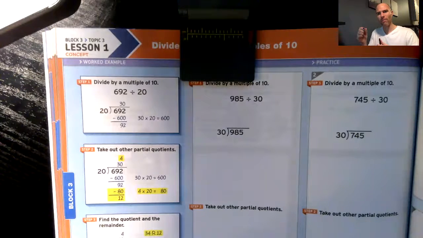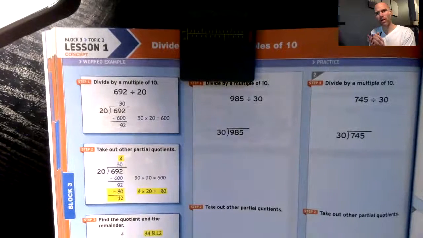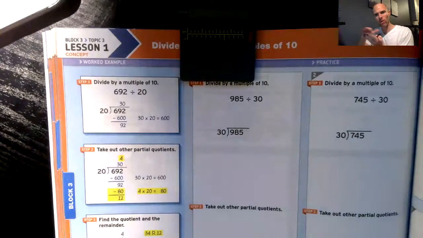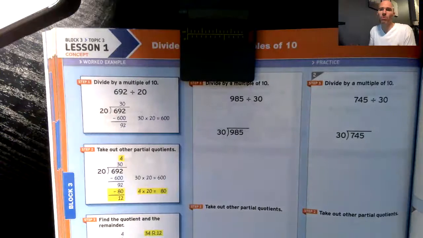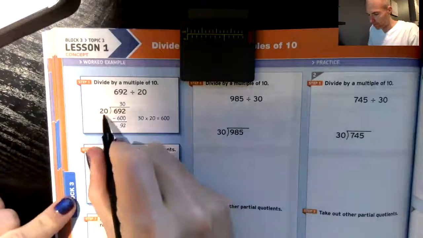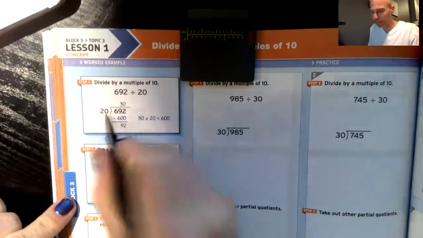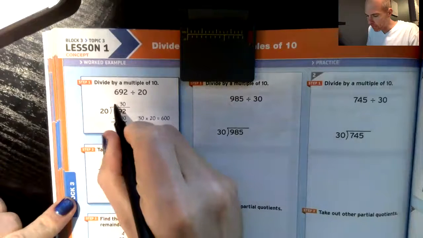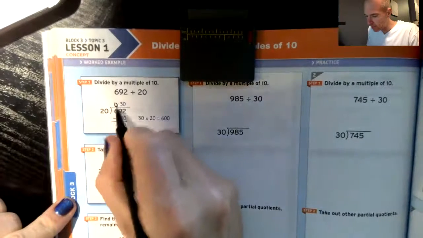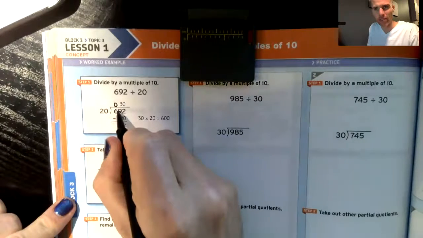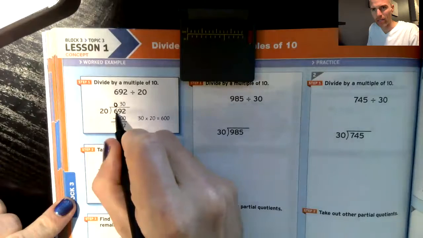We're almost never going to be able to fill in that first box of the bottom row where we put our answers because our divisor is just too big. That's pretty much the only change that we should see here compared to what we were doing last week. So let me show you what I mean. Here in our worked example, they're trying to do 692 divided by 20, and see how they weren't able to fill in a number right here above the 6 because 20 can't go into 6.